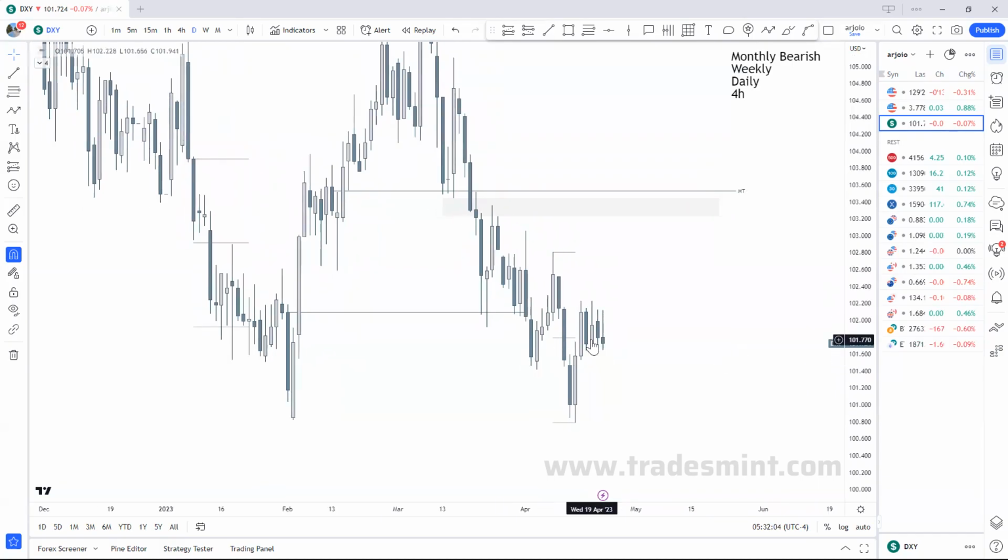All right. And again, I don't like calling it a bottom. So I'm not calling a bottom right here for the dollar. And I'm not saying, yes, this is going higher. No, that's not what I do.